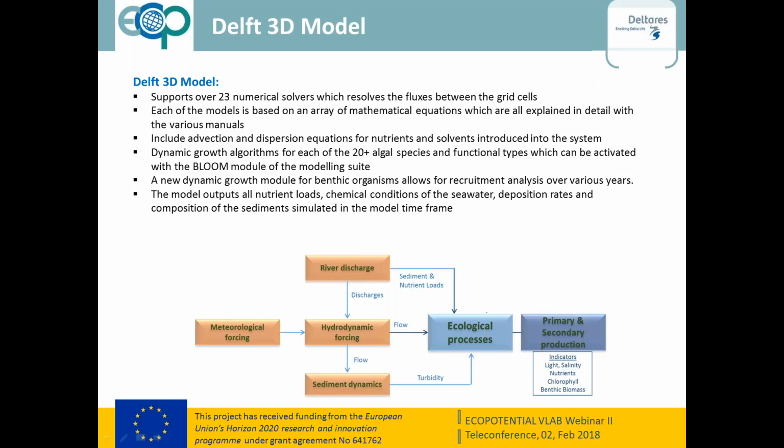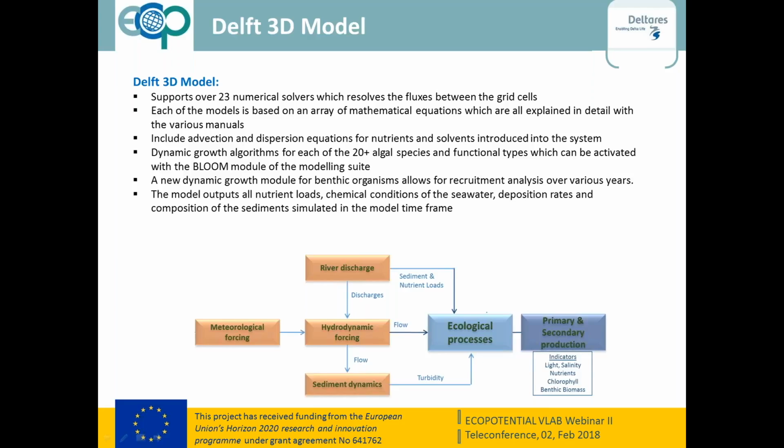Again, the growth algorithms, specifically for this because it's the water quality, we have multiple algal species and functional types. And also the benthic organisms have now become dynamic, so there is dynamic recruitment, and using the particle tracking component of it, they're able to essentially spawn and move and repopulate and grow over an entire area of interest.